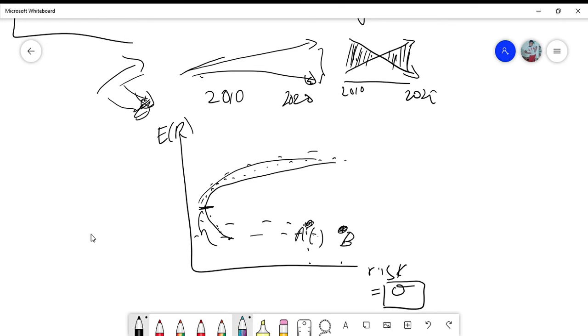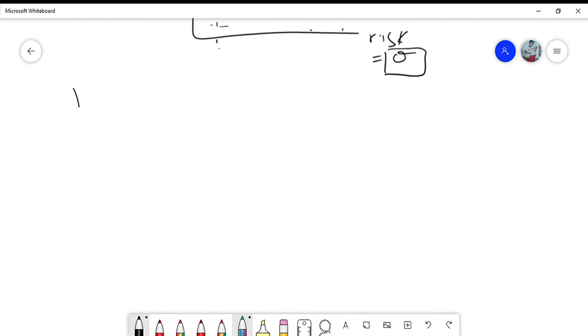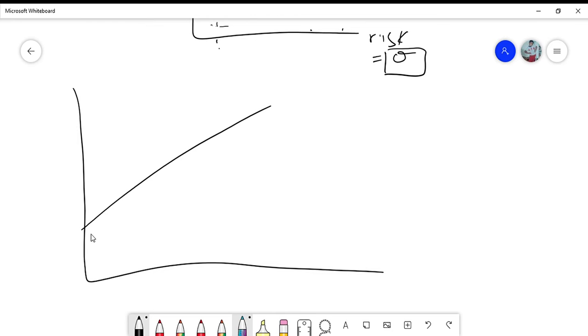If I were to go higher, my volatility goes up. This point is bad because look at this point versus this point. They have the same risk, but this one has an expected return way higher than this one. So anything below this line is disgusting. Don't ever buy it. So you only have to purchase this much stuff. Okay, cool.